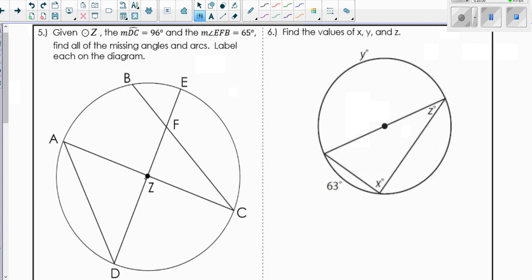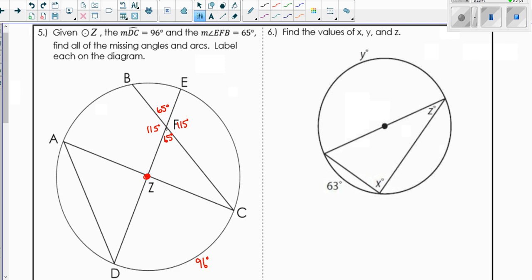Okay, so circle Z, because that's your center of your circle. The measure of arc DC, so this arc right here, is 96. And the measure of angle EFB, so this angle right here, is 65. Find all missing angles and arcs and label each on the diagram. All right, so vertical angles is where I would start. This has to be 65. And then linear pairs or supplementary, this is 115. And 115. Degrees, degrees, degrees.